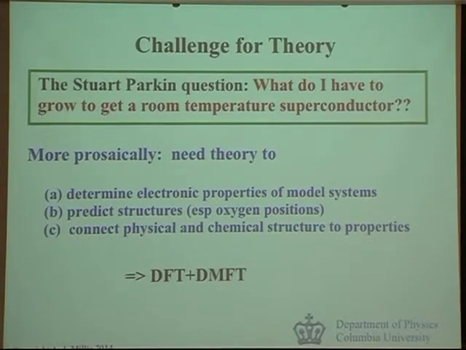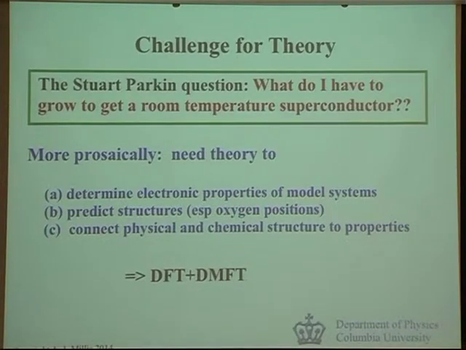You need to be able to predict structures, so you have some intuition for what kind of structures will actually form. And in particular, although I'm not going to talk about this very much, it's very hard to observe where oxygens are, and yet oxygen positions are crucial, and therefore theoretical insight into structural relaxations, and in particular what kind of distortions, what kind of changes in the oxygen positions in these materials, is very important to be able to predict. And finally, more generally, given this, you'd like to be able to connect the physical and chemical structure that you have to the properties that you want.